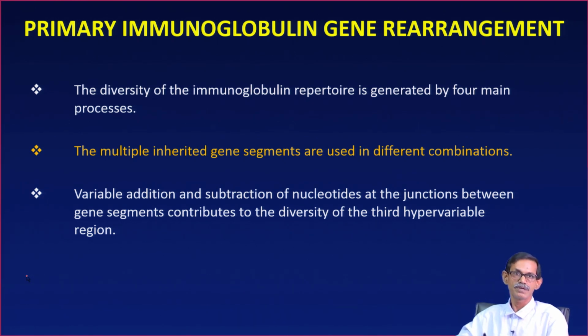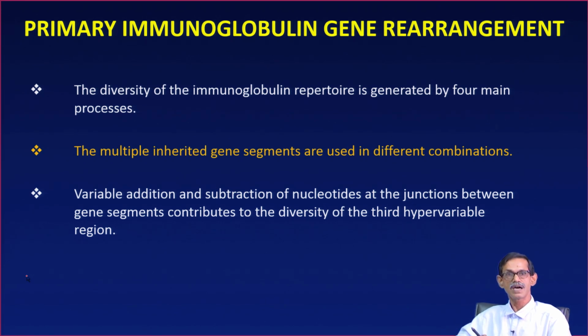So, what are the 4 different processes? The multiple inherited gene segments are used in different combinations, that is whatever we discussed, VDJ, same thing, but that is inherited. Here the special point is that we inherited those segments from our parents. Variable addition and subtraction of nucleotides at the junction between gene segments, that is the junctional diversity, right. That contributed a lot, and that is one of the most interesting discoveries in antibody diversity development.